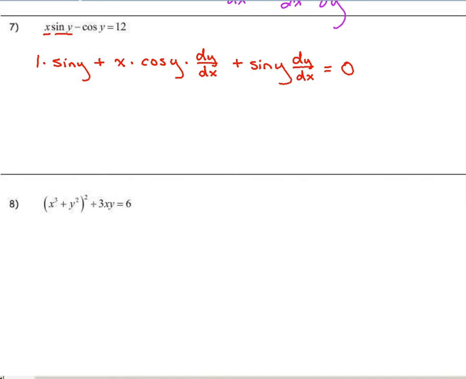All right, highlight those dy/dx's again. We got a dy/dx here attached to that sine of y through multiplication. We got a dy/dx here attached to x times the cosine of y through multiplication. Let's keep these underlined pieces on one side.